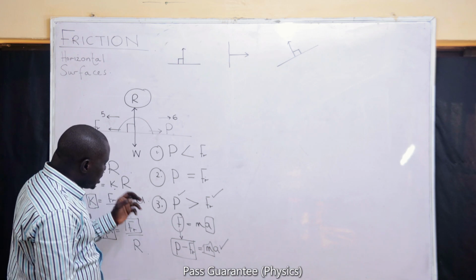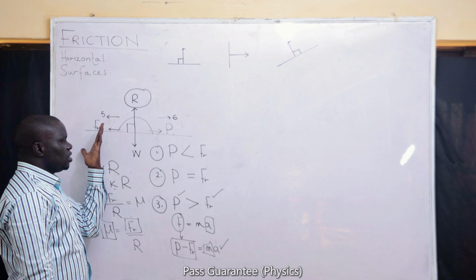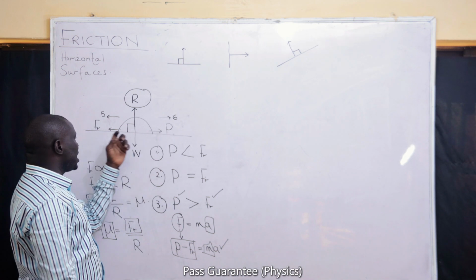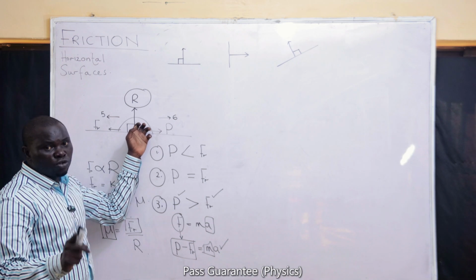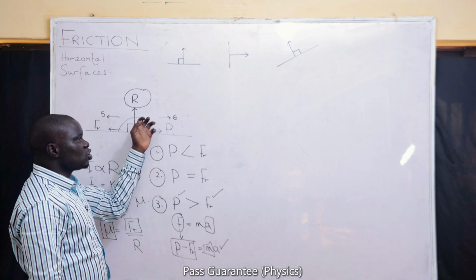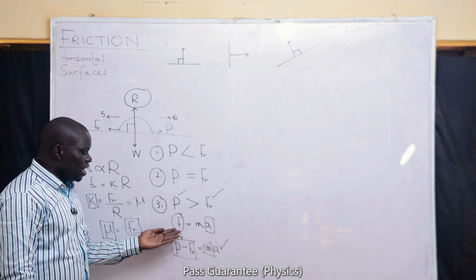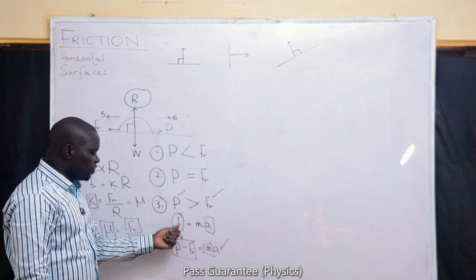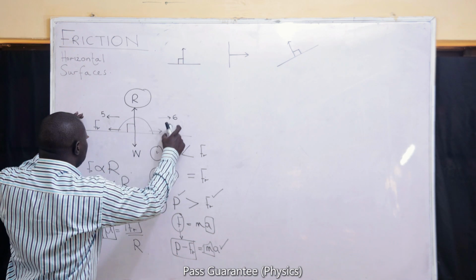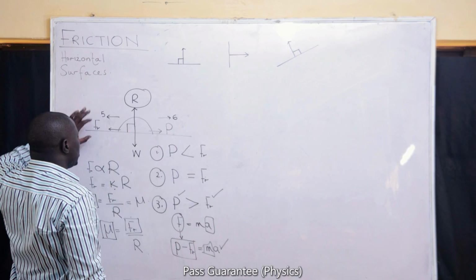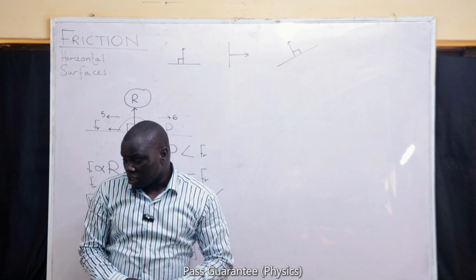Now, in case 3, when the force you are using to produce motion is greater than the friction, then there will be an acceleration. The object will not just move. There will be an acceleration that will also be imparted on it. That acceleration can be obtained from the formula F is equal to ma, where F is the resultant of P and the friction, the difference between P, the force you are using to produce motion, and the friction. Basically, that is all we have to treat on horizontal surfaces.